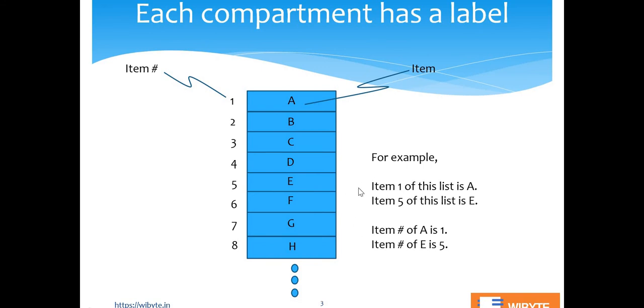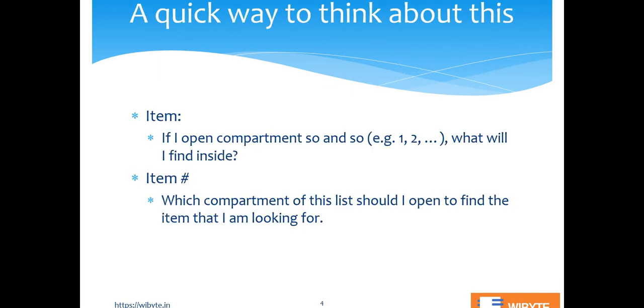So these two statements have a similar meaning, but they are different. Item 1 refers to what's inside box 1. Item number of that item refers to which box it is. A quick way to remember this: when I look for item, it's like saying, if I go and open this compartment, for example compartment 1, or compartment 2, what will I find inside? That is item 1 of a given list.